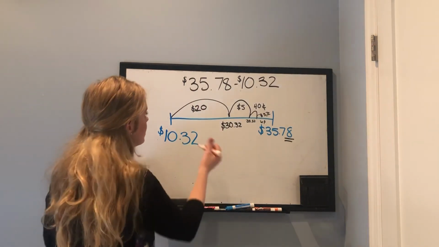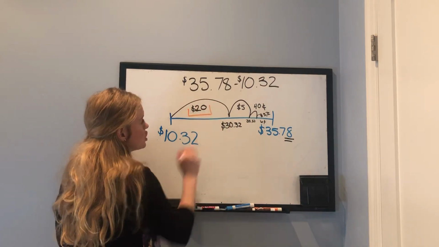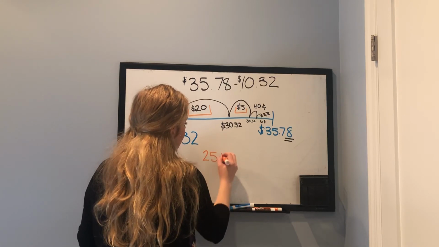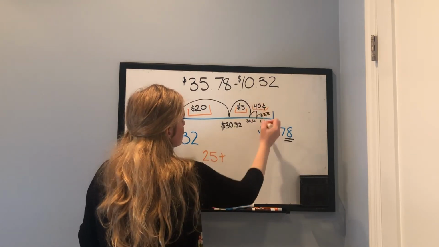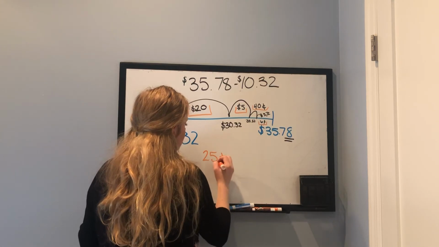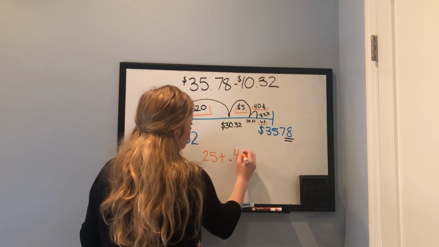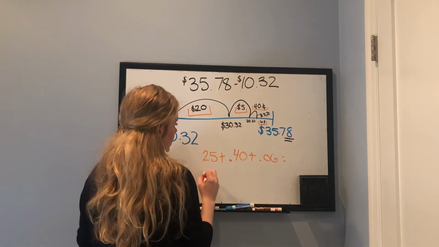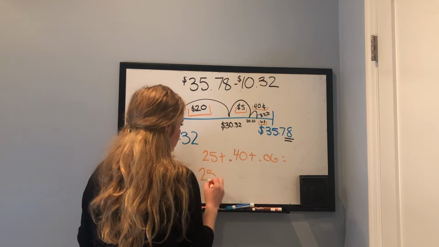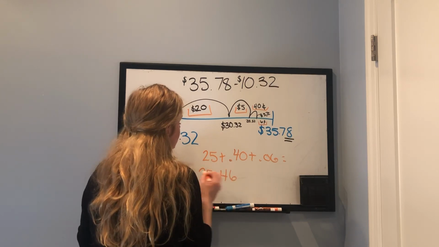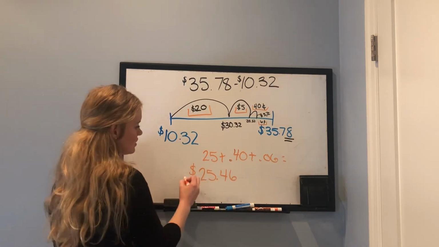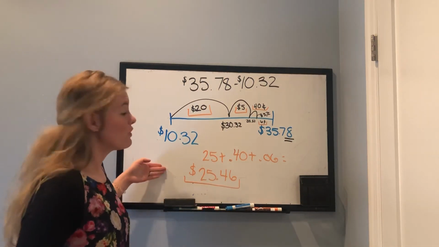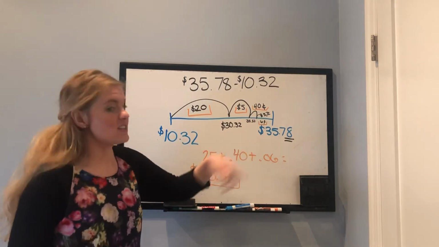Now, we got here, and we need to make sure that we add up all of our jumps. So 20 plus 5 is 25, plus 40 cents plus 6 cents. So then we would get our total of $25.46. Okay, do you see how I added up all of my jumps? That's how we find the difference between this number and this number.